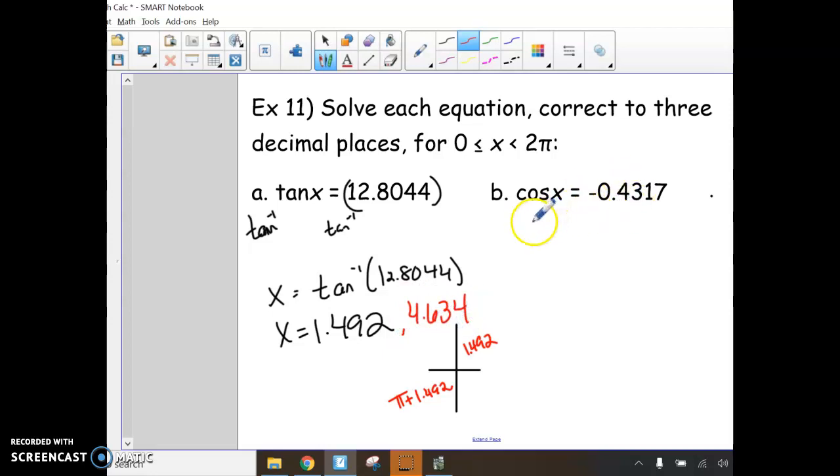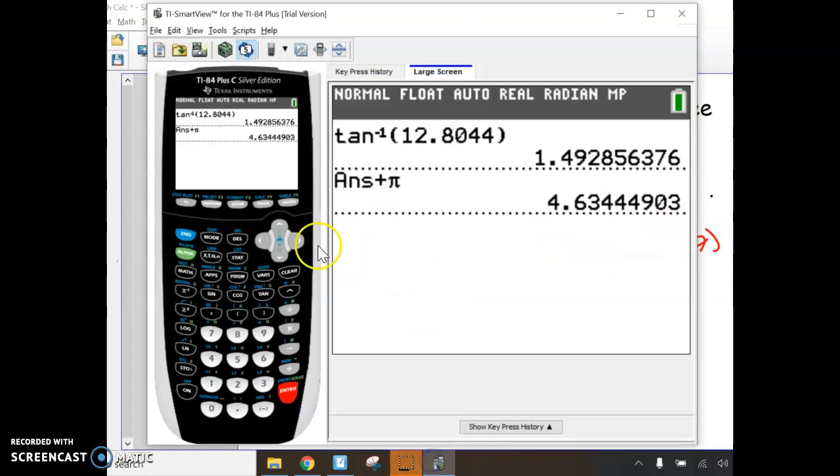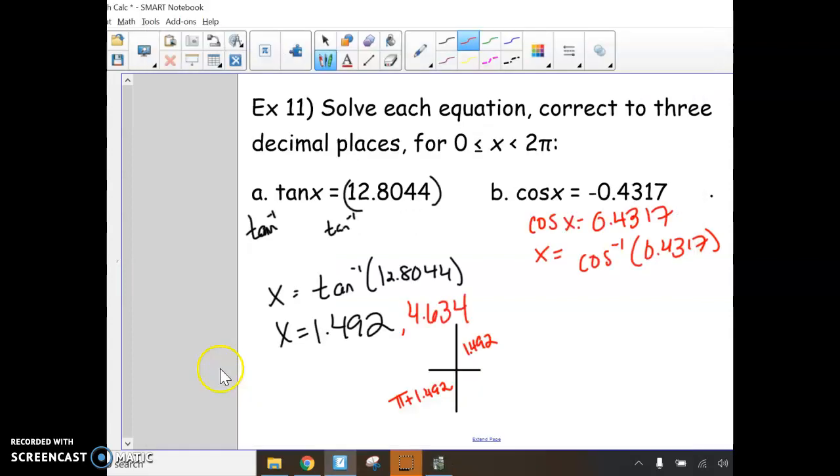For cosine, I like to deal with the positive ones just to make sure I'm accurate. So technically we're finding a reference angle. So we're going to do inverse cosine of positive 0.4317.